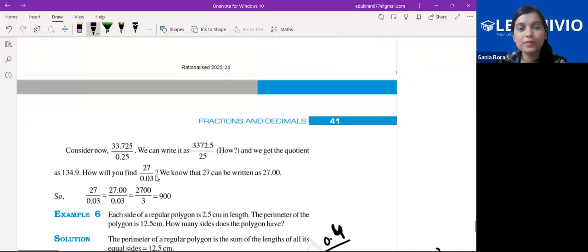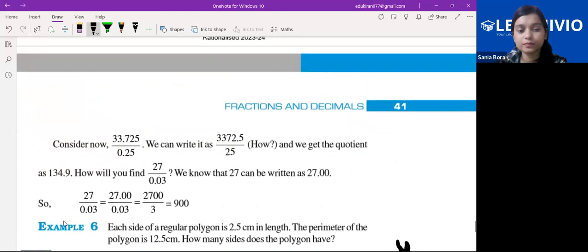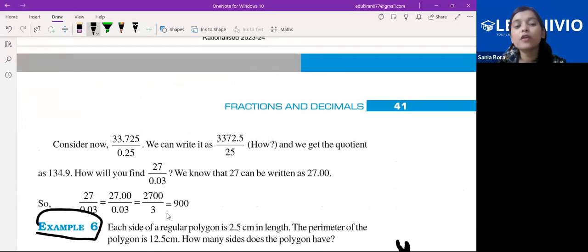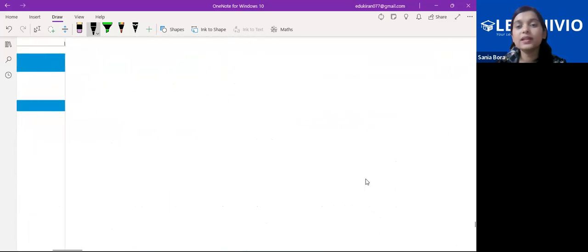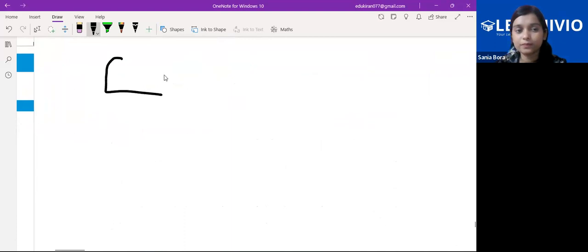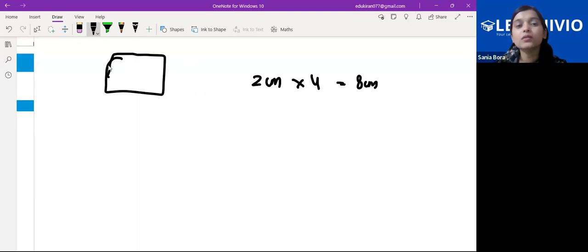You can see example number 6 over here. Each side of a regular polygon is 2.5 centimeter in length. The perimeter of the polygon is 12.5. How many sides does the polygon have? For example, if I give you this polygon, how many sides does it have? 4 sides, right? If one side is 2 centimeter and I ask you to find the perimeter, what will you do? 2 multiplied by 4? Yes, that will be 8 centimeter, the perimeter.